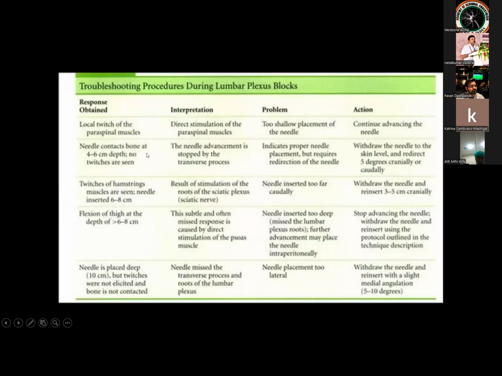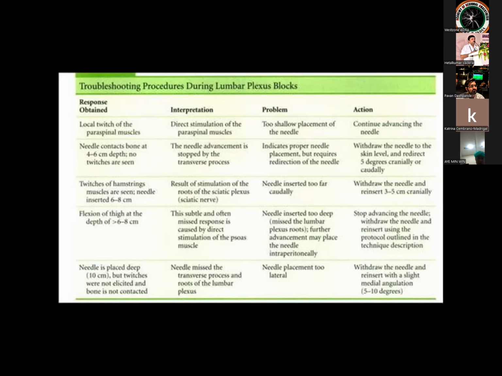If we get local twitches of the paraspinal muscle, that is direct stimulation of the paraspinal muscle. It means that the needle is too shallowly placed, and we should continue advancing the needle. If the needle contacts the bone at 4 to 6 centimeters of depth and no twitches are seen, the needle advancement is stopped by the transverse process. It means we are hitting the transverse process, which indicates that the placement of the needle is correct, but we require redirection. We can withdraw the needle up to the skin and then redirect 4 to 5 degrees cranially or caudally.